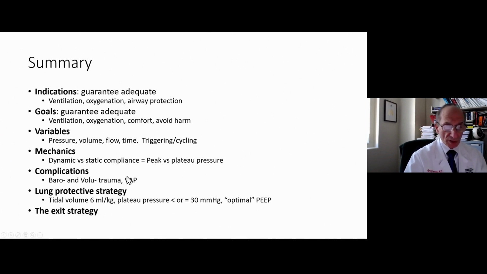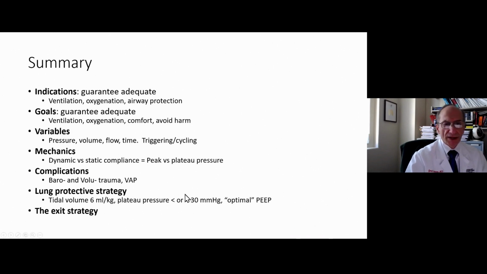We want to avoid the complications of mechanical support, including barotrauma and volutrauma, where we are allowing the alveoli to de-recruit and re-recruit and open and close. That's actually harmful as well. And of course, we want to get patients off ventilators quickly before they can get ventilator-associated pneumonias. Lung protective ventilation and strategies we'll talk about on the next talk.